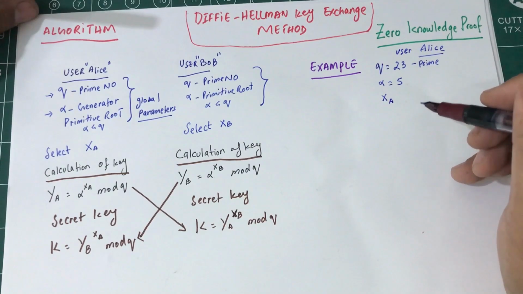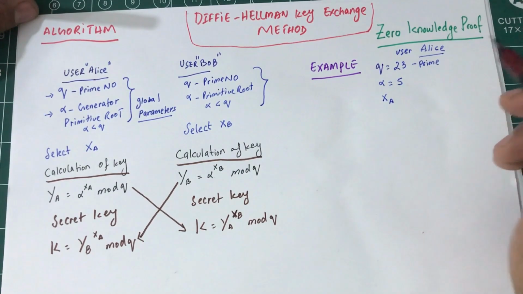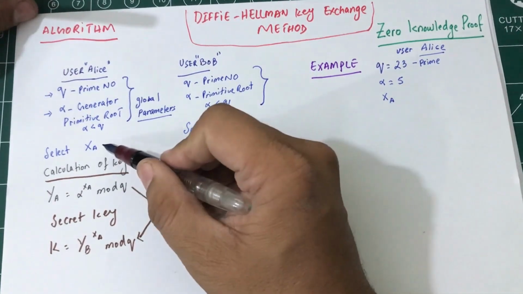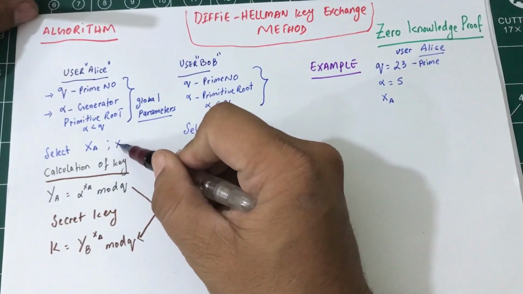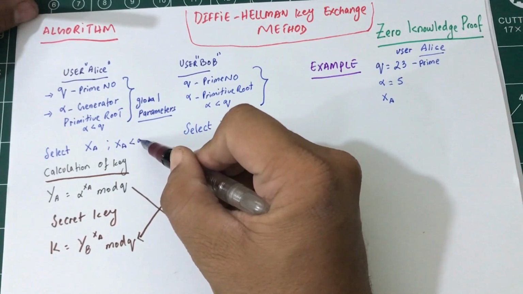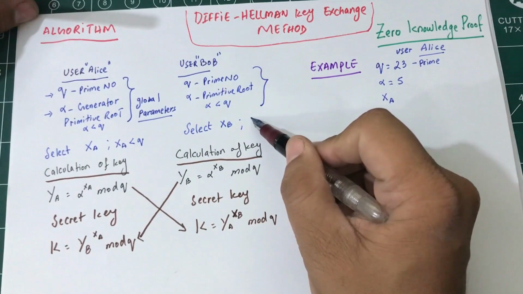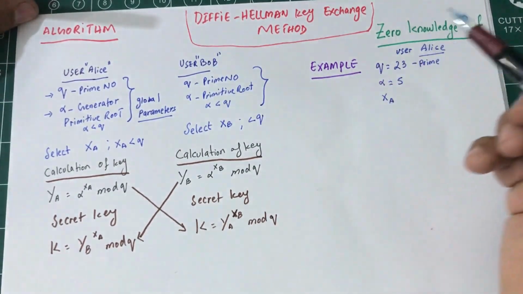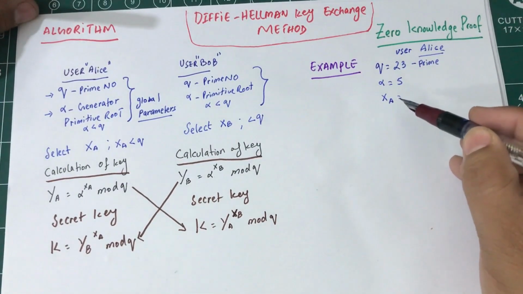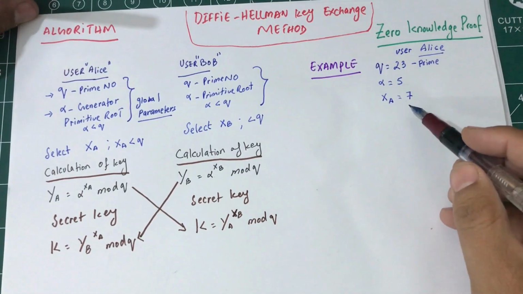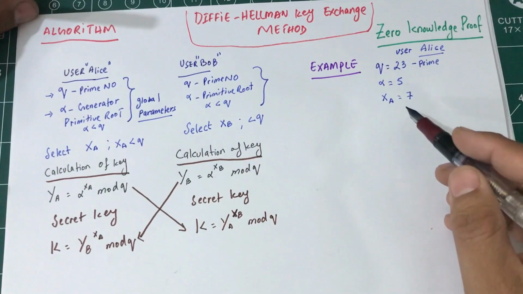That x of A, let's say she has chosen, and this x of A has a condition too. X of A must be less than Q. Same thing, x of B should be less than Q. So let's choose some number, like 7. I have chosen 7. Now she's going to keep that to herself.